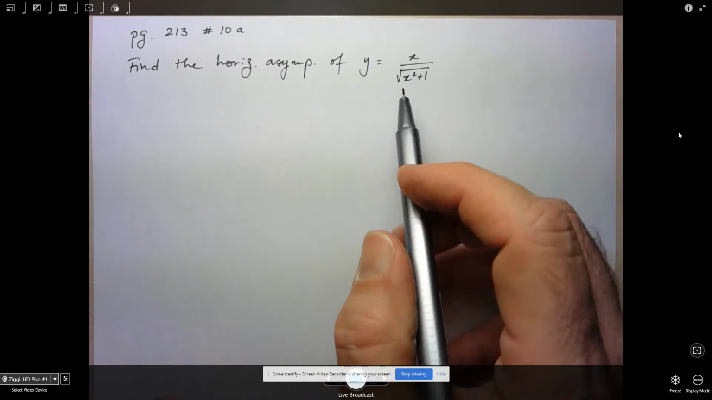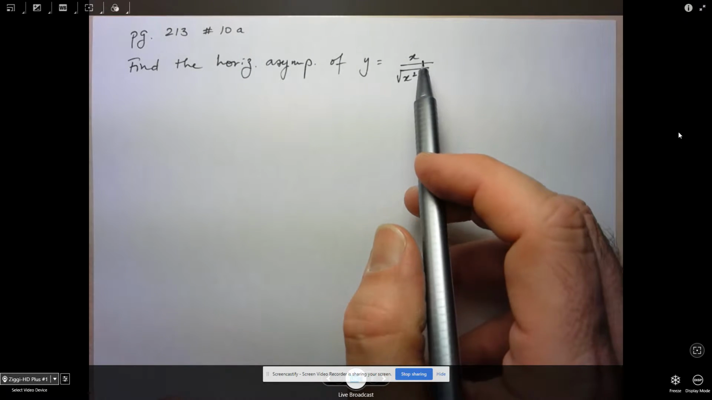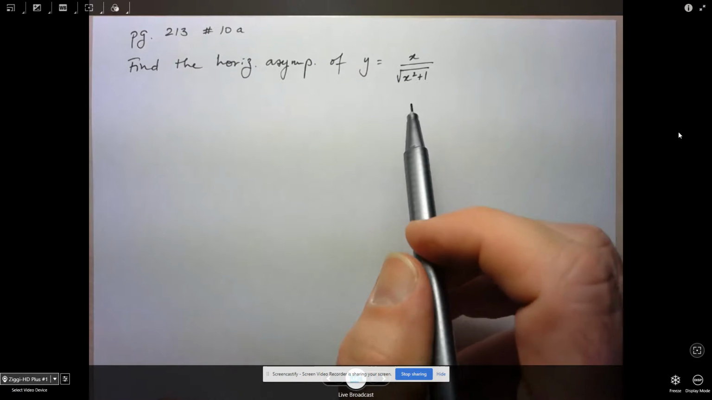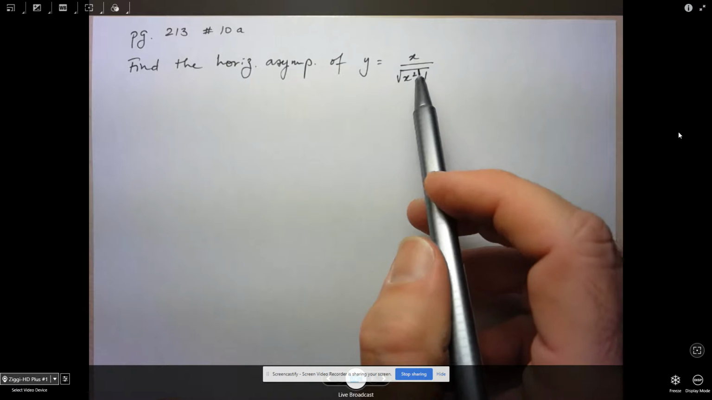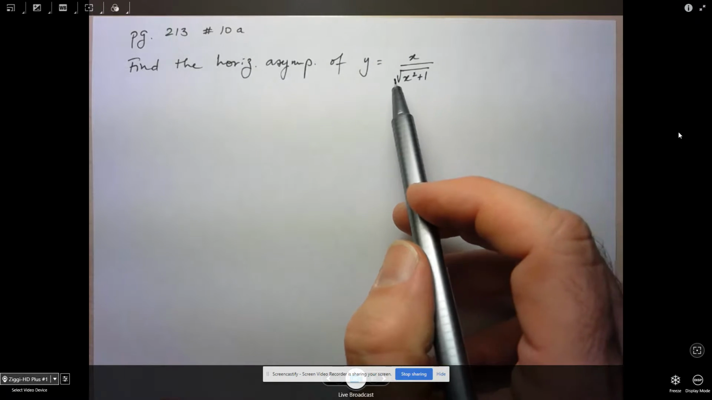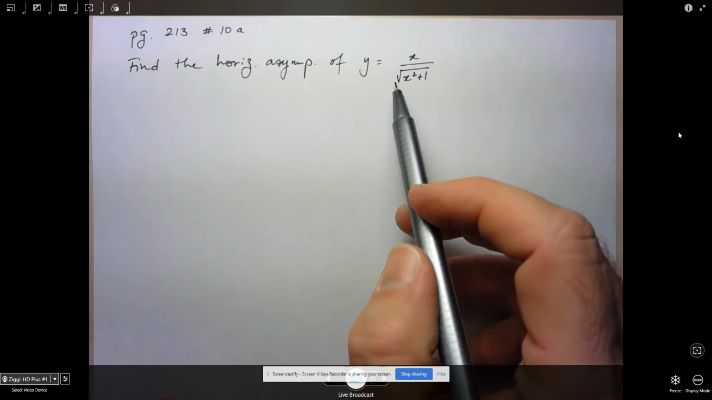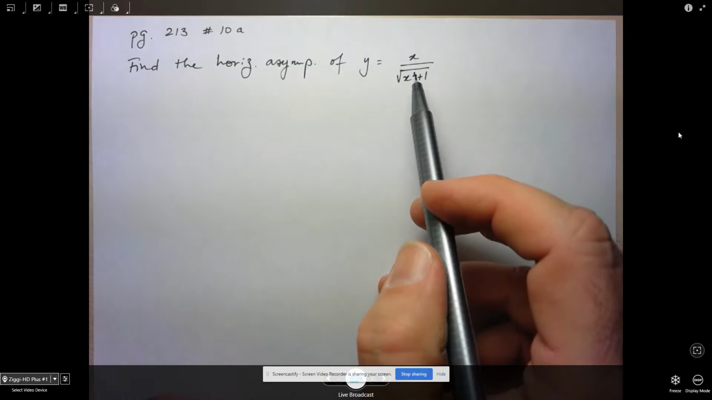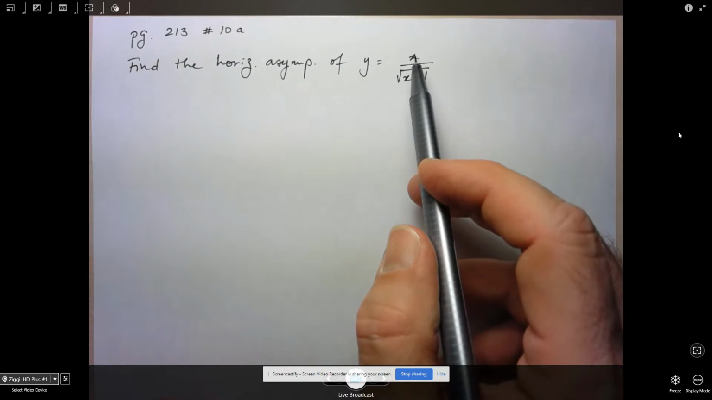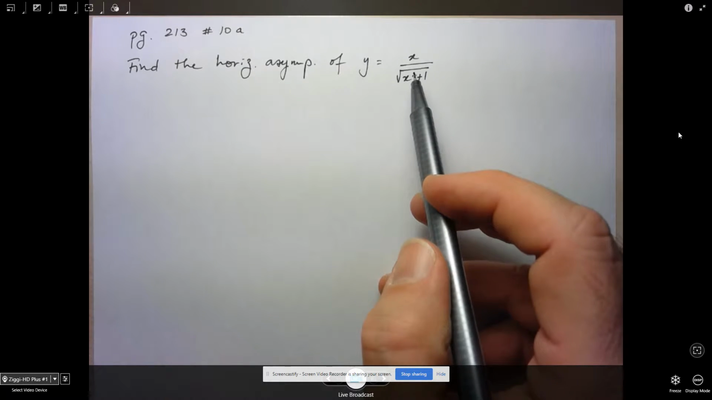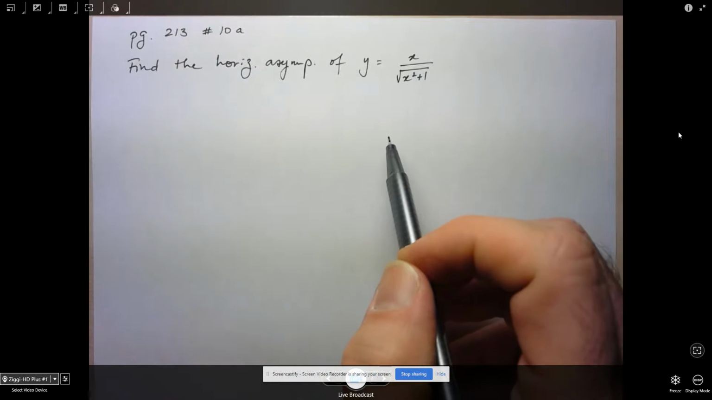While this is not a rational function, because the denominator is not a polynomial, it looks a lot like a rational function. If I look at the denominator, I've got a quadratic, but it's being square rooted, so I would expect it to behave like a linear. If the numerator is also linear, they behave like polynomials of the same degree, so I would expect a horizontal asymptote.